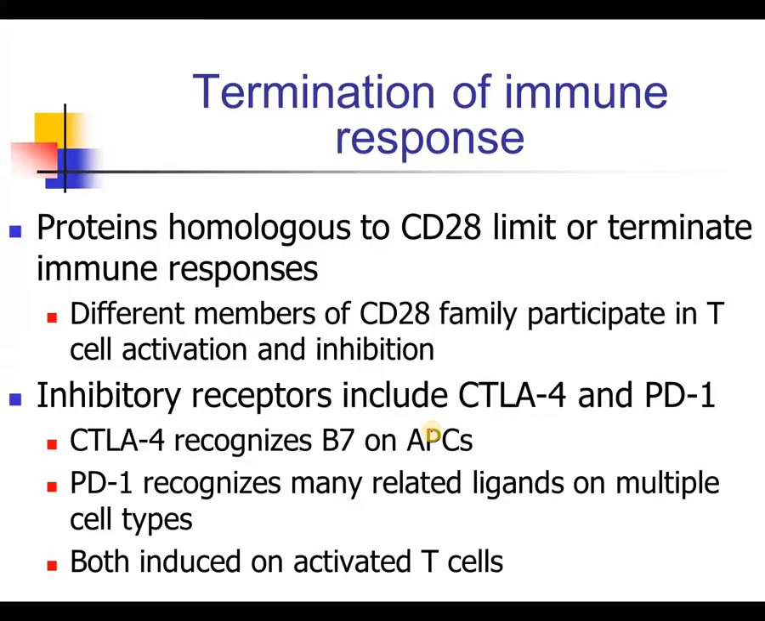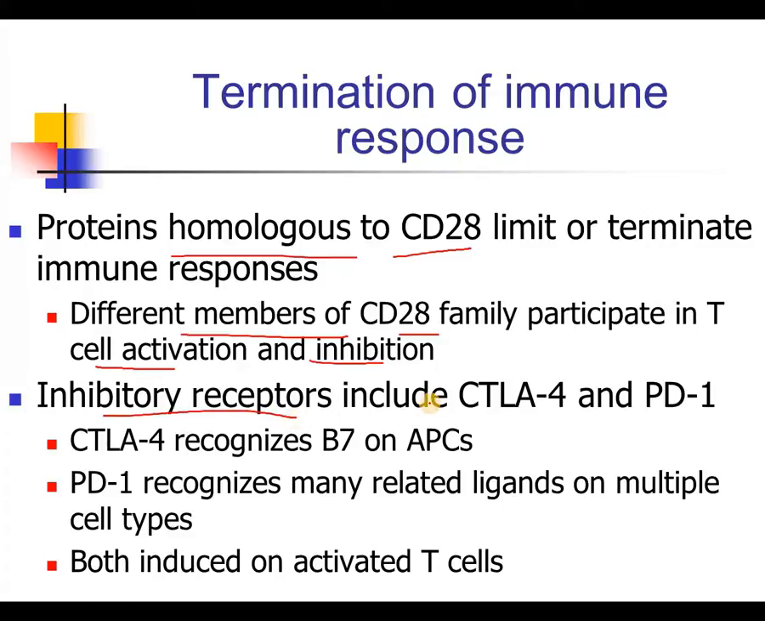Now, if you can stimulate a response, how do you terminate a response? Well, you do that through the same molecule, through the CD28 on the T cell. It's actually really, really cool. There are proteins that are homologous to CD28, and they limit or terminate the immune responses. So there are different members of the CD28 family, and they participate, different members, in activation or inhibition.